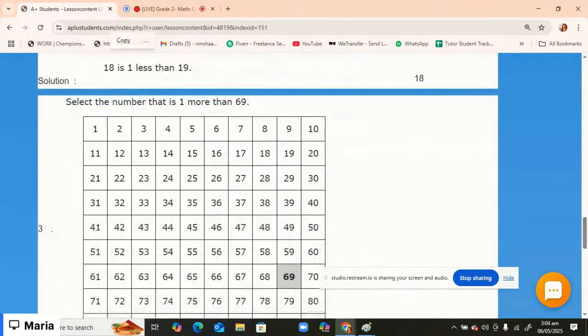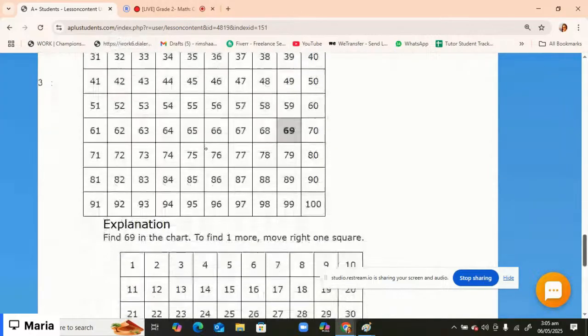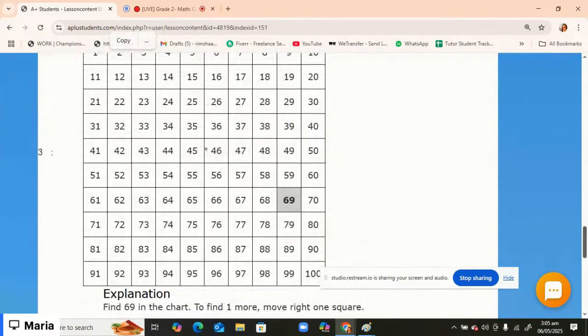Okay, now you tell me the answer of this one. Everyone think about it and then tell me the answer. Select the number that is 1 more than 69. First of all, we check the 69. It's on here. So what is 1 more? That is 70. So this is 69 and 1 more is 70.